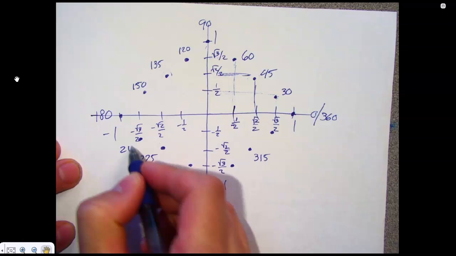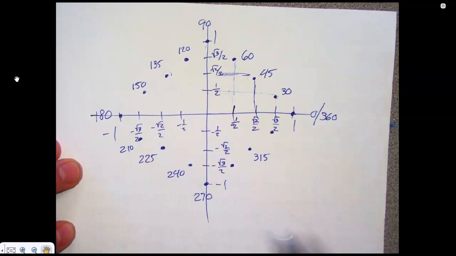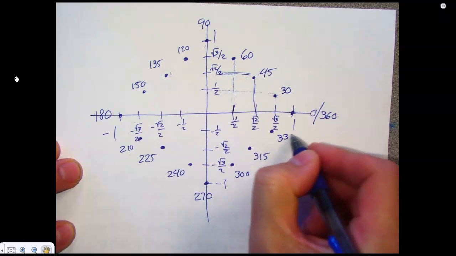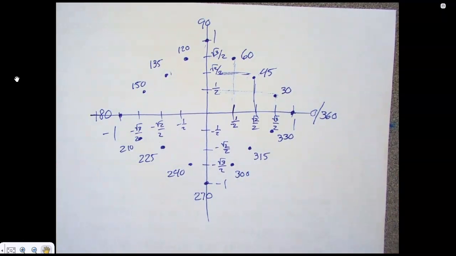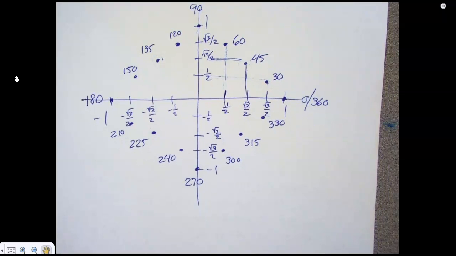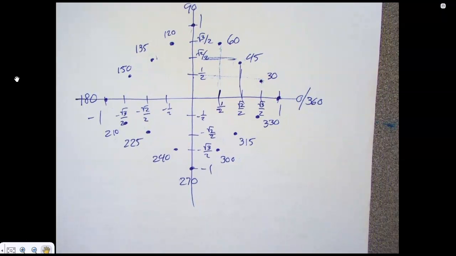So then 210, 240, 300, 330. So this is the unit circle, although mine looks much more like a diamond, because these are not really evenly spaced. It's just easier to read the grid if we make them that way. And then everything you need is right on that chart. Those are all just coordinates.